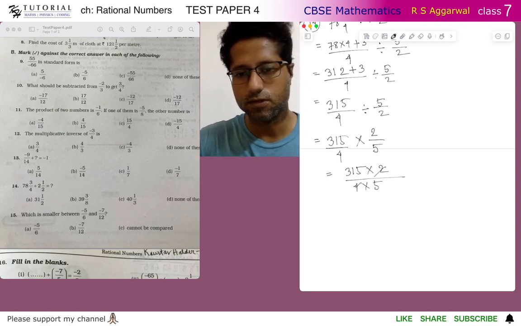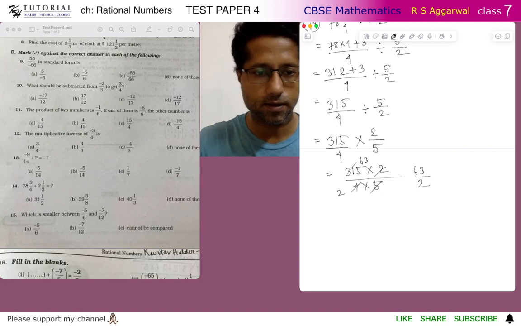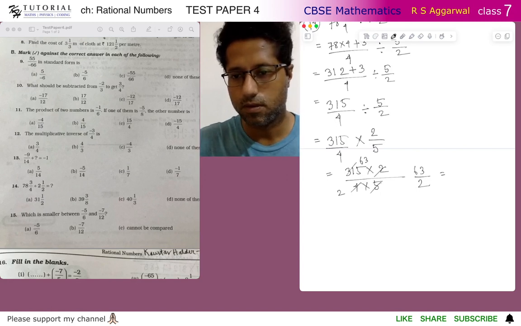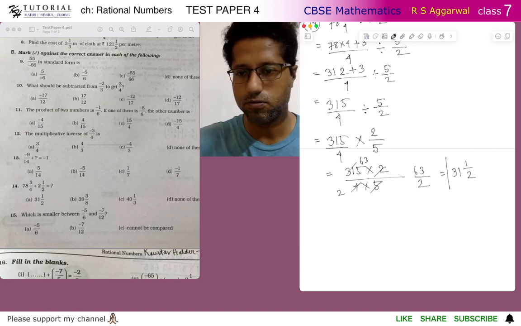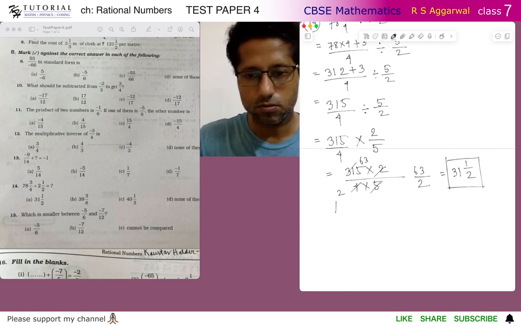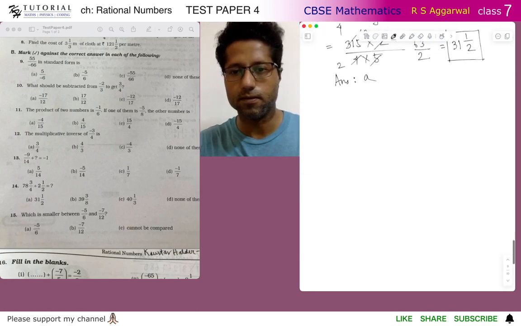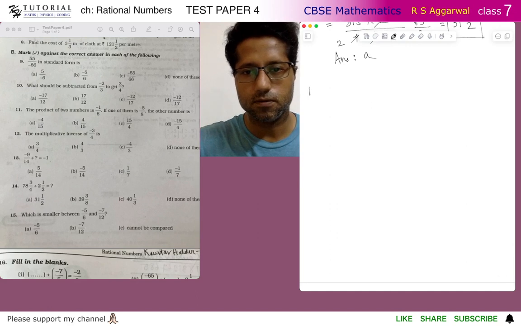We know the result is the product of the numerators divided by the product of the denominators. So if we do cancellation, we get 63 by 2, and this will be in mixed form. This will be 31 and a half. So this is the result. So the answer will be choice A. That was question number 14. So let's do question number 15.